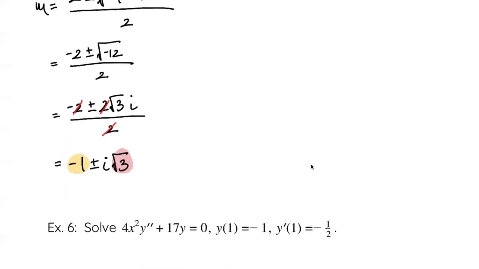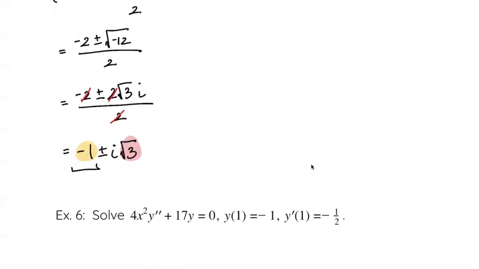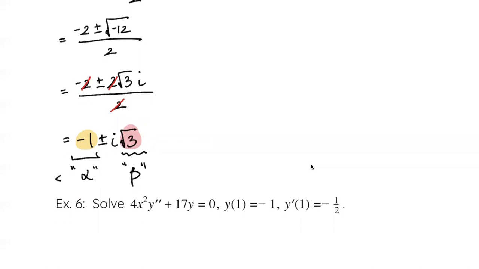And so this negative 1, this is what we call alpha in our equation, and this root 3 would be our beta. So alpha and beta. If you don't want to change the letters, you want to stick with the lambda and the mu. All right. Alpha is like the lambda that we saw in 4.3, and beta is like the mu that we saw in 4.3. All right.